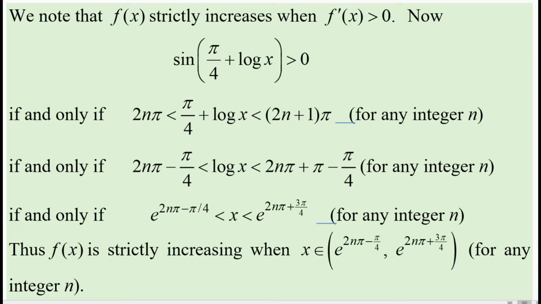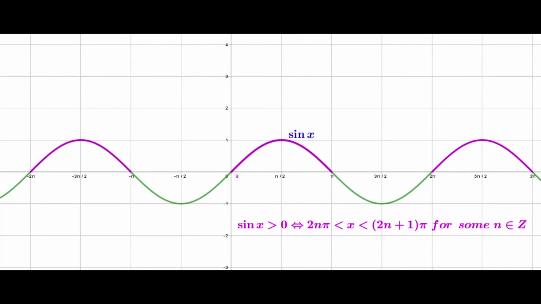Now by the results we have seen in the previous session, we know that the function f of x strictly increases when f prime of x is greater than 0. The figure shows the graph of the trigonometric function sin x. By looking at the figure, we can see that sin x is strictly greater than 0 when the value of x is between negative 2 pi and negative pi, when x is between 0 and pi, when x is between 2 pi and 3 pi, and so on.